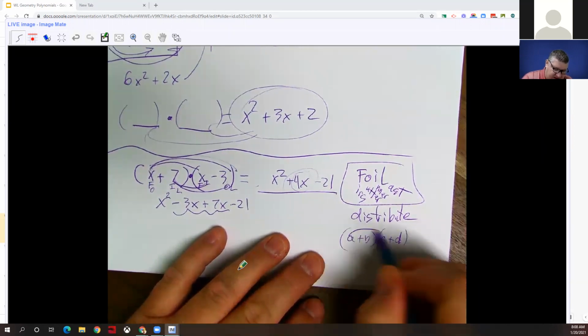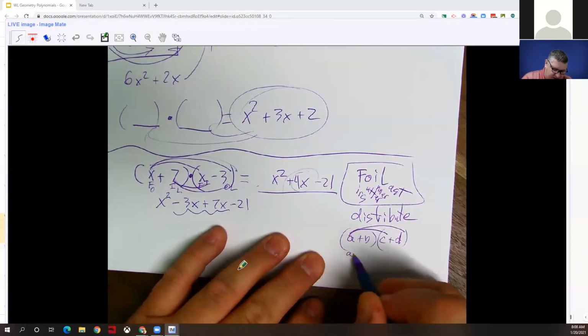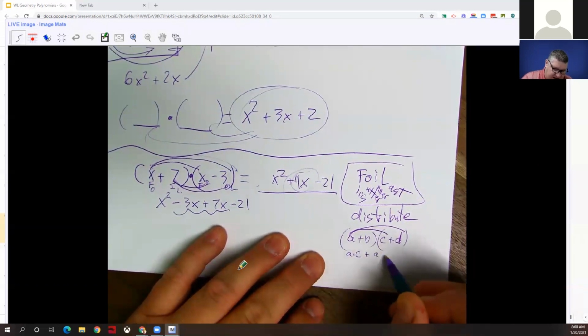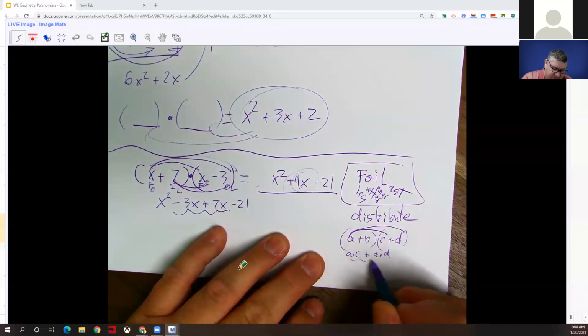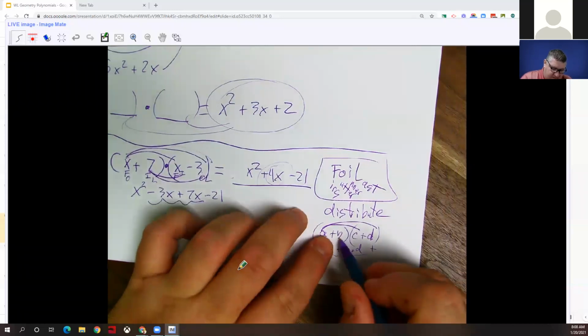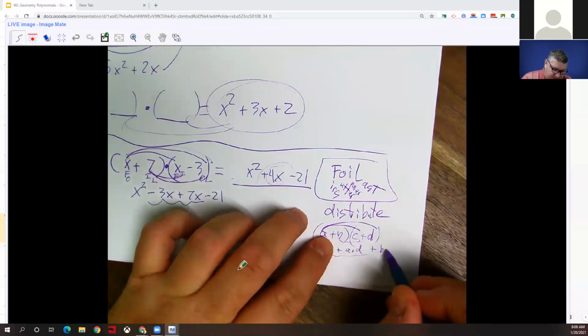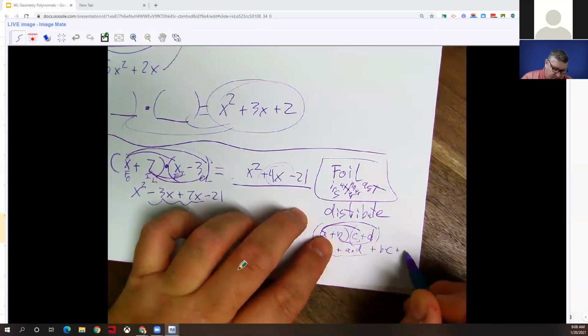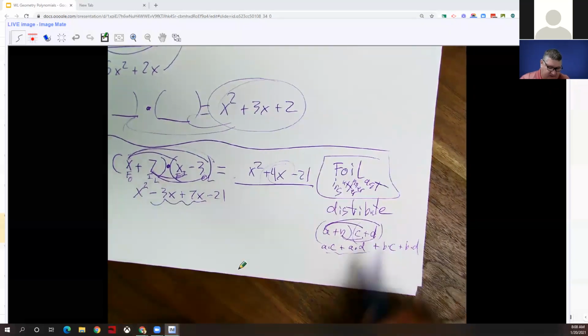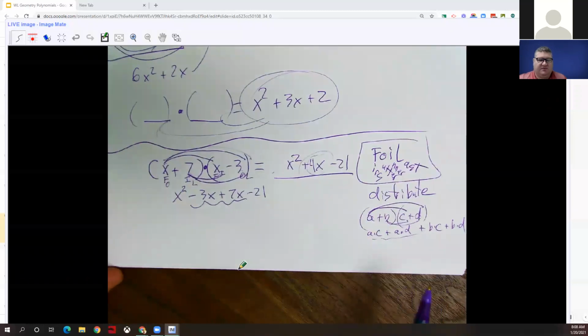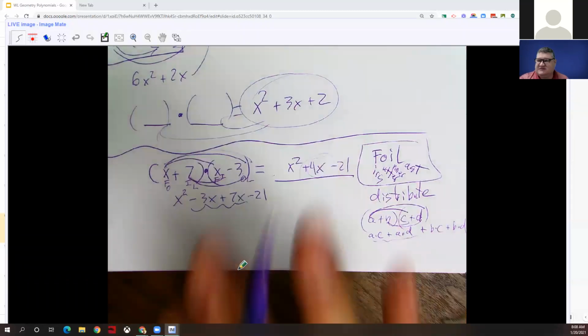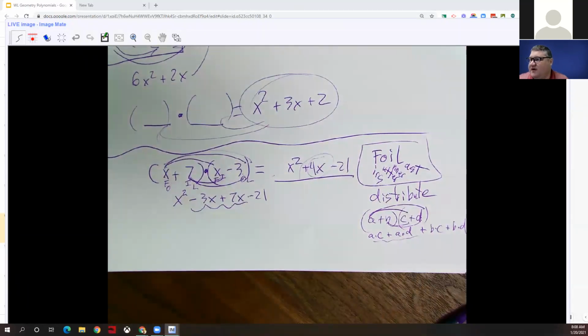because what we've done is we've simply said A times C plus A times D. That's the first part. Plus B times C plus B times D. So we've just been using the distribute method. What we need to do now is we need to find a way to break these up.